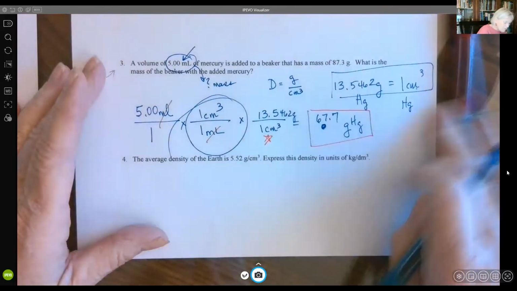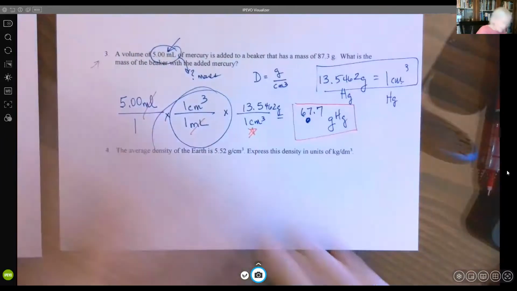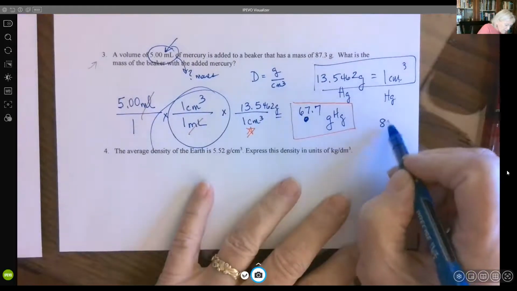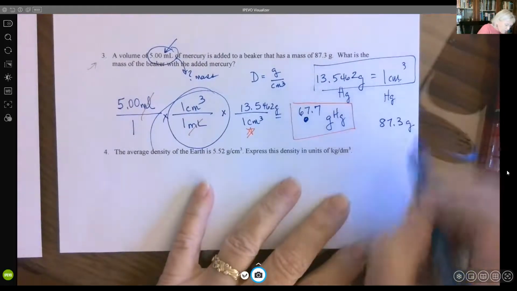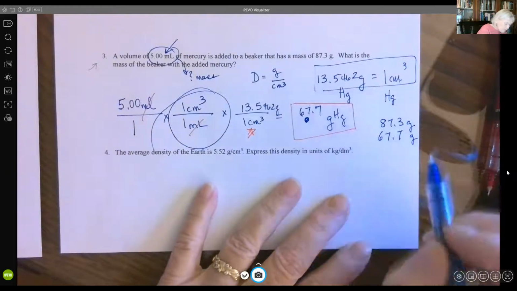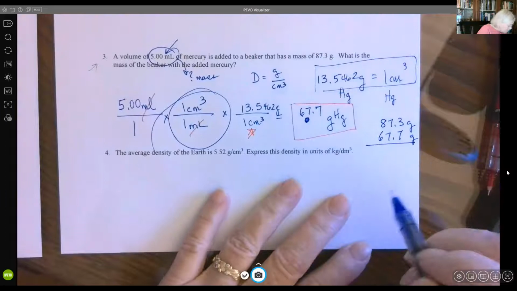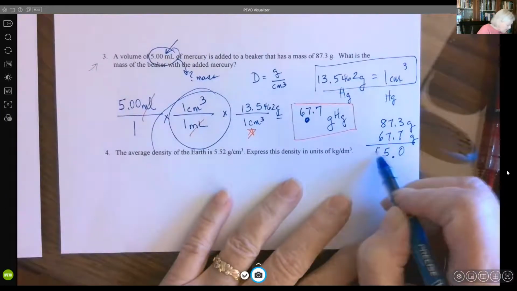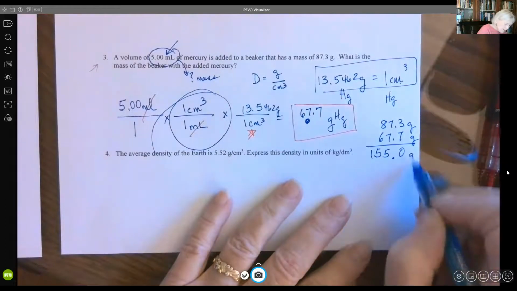They want to know the mass of the beaker that has that much mercury in it. So if you take 87.3 grams for the beaker and 67.7 grams for the mercury, that adds up to 0.551 grams total.